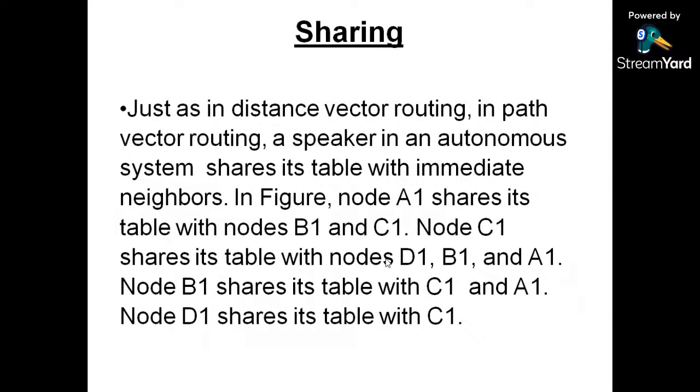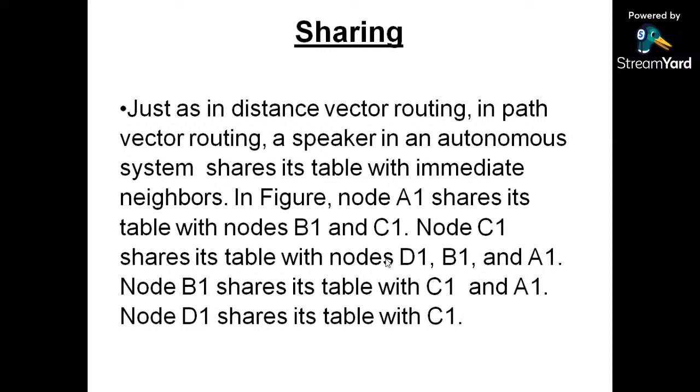Now again, sharing. Just as in distance vector routing, in path vector routing a speaker node in an autonomous system shares its table with immediate neighbors. Node A1 shares its table with nodes B1 and C1. Node C1 shares its table with nodes Z1, B1 and A1. Node B1 shares its table with C1 and A1, as shown in the figure.